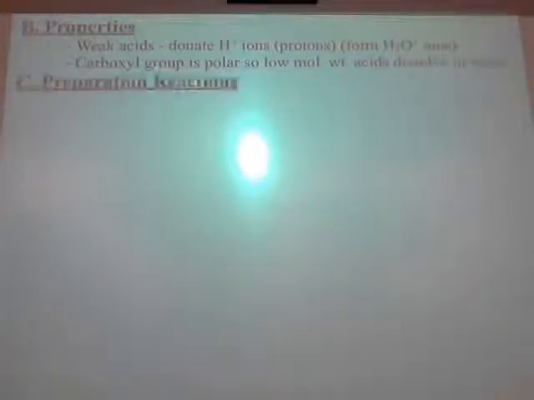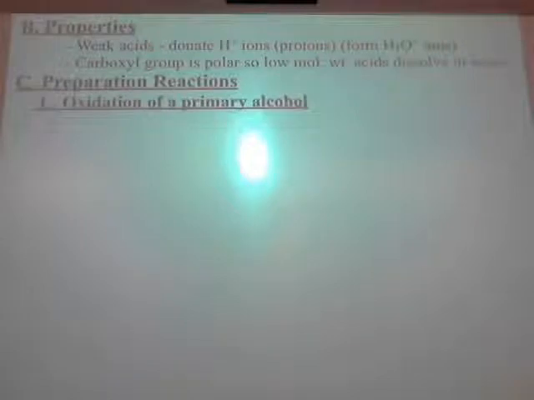Now let's get to the reactions, preparation reactions. We don't have a whole lot of time. We've got to get through this and another demo. The demo's pretty cool. All right. Oxidation of a primary alcohol. That's what I'm going to do here for my demo. We're going to oxidize a primary alcohol.